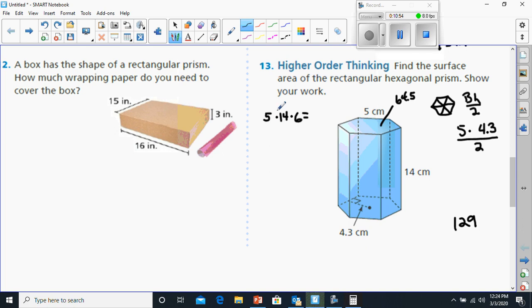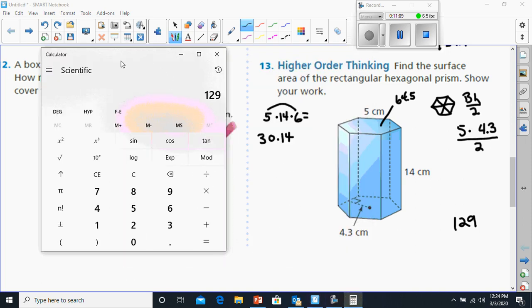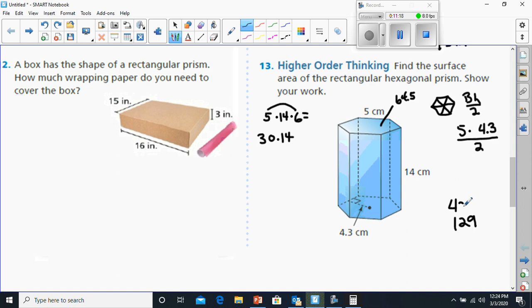And now I'm ready to go ahead and solve this. Well, this is 5 times 6, which is 30, and 30 times 14. Well, I can go ahead and put it in my calculator again to help me out here. 30 times 14, that's going to equal 420. And now I know I can go ahead and add these together to find the total surface area. It looks to me it's going to be about 649 centimeters squared. And we'll double check our work to make sure we didn't make any mistakes.